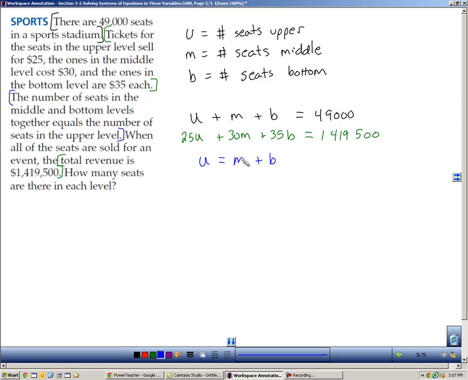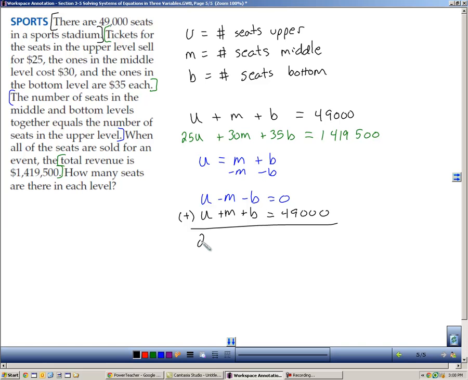So I'm going to actually subtract m and b. Make this equation u minus m minus b equals 0. And then I'm going to put the top equation underneath it, u plus m plus b equals 49,000. And then I can stay consistent with elimination. This one's nice because they're already set up for me to use. I can either add and eliminate m and b or subtract and eliminate u's. I'll add.